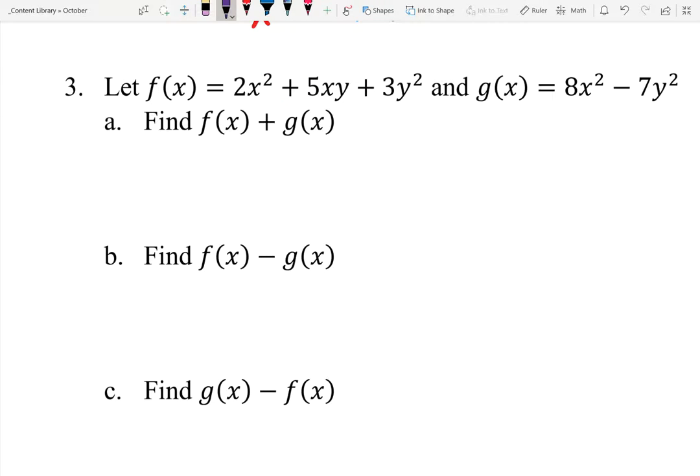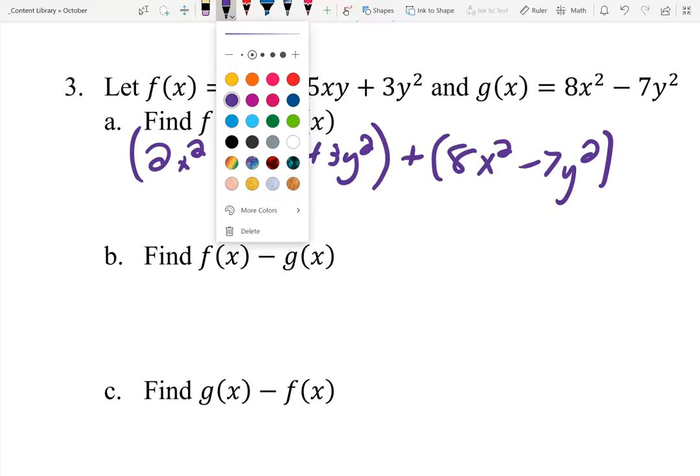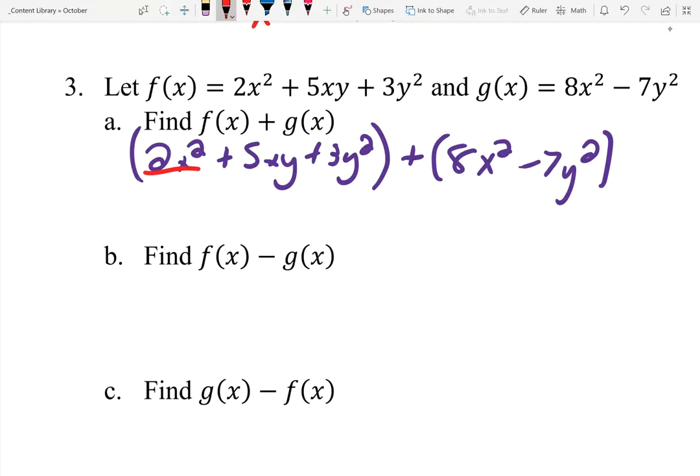F of x plus g of x. F of x is 2x squared plus 5xy plus 3y squared. And then we're adding g of x to it. G of x is 8x squared minus 7y squared. So let's identify terms that go together. You know, the 2x squared, 8x squared, those like terms, those can go together. 2 plus 8 makes 10, so that makes it 10x squared.